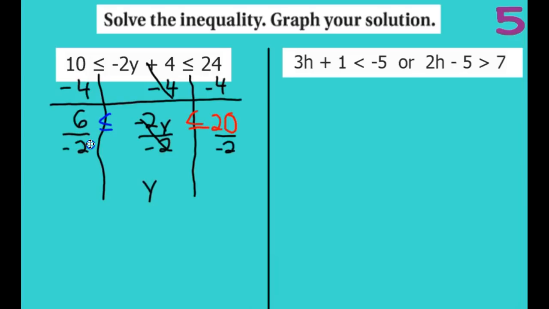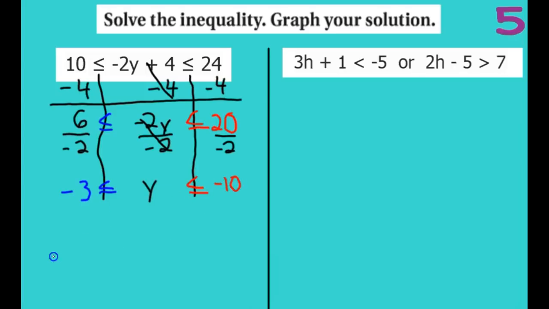What we have left is 6 divided by negative 2, which is negative 3, is less than or equal to y. 20 divided by negative 2 is negative 10, which is y is less than or equal to negative 10.